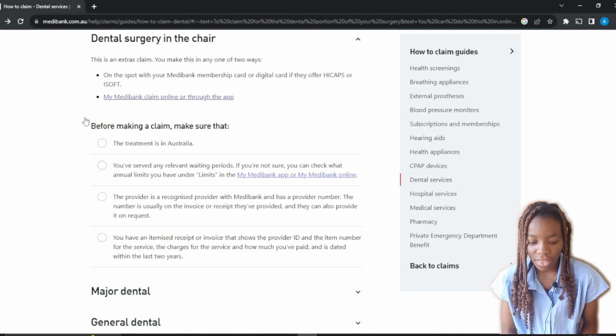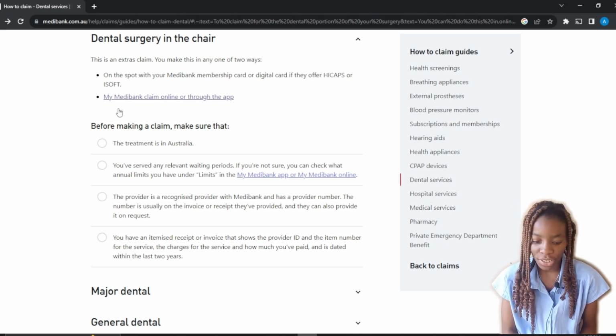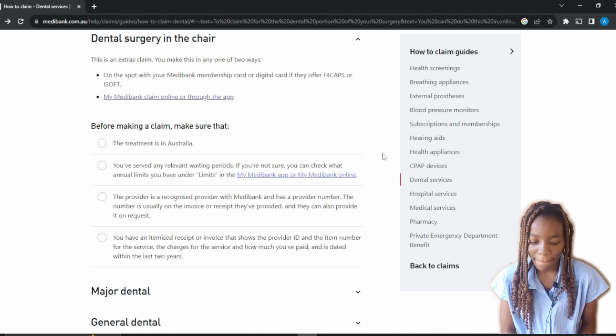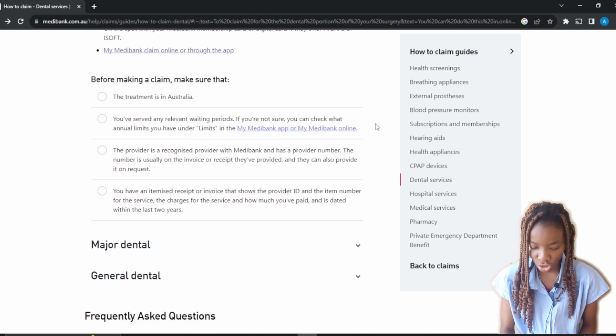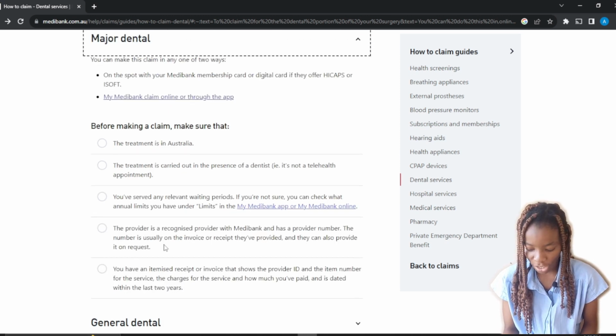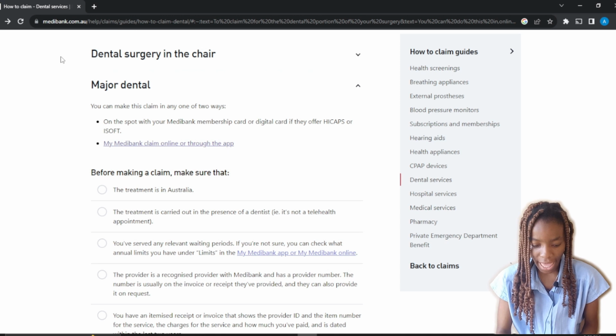So you can make this claim on the spot with your Medibank membership card, which I've explained earlier, or digital card if they offer this, HICAPS or iSoft, or My Medibank claim online or through the application. And then before making the claim, you need to be sure the treatment is in Australia, you served any waiting period, the provider is a recognized provider, and it's just the same thing. So let's head over to Major Dental to see the process.